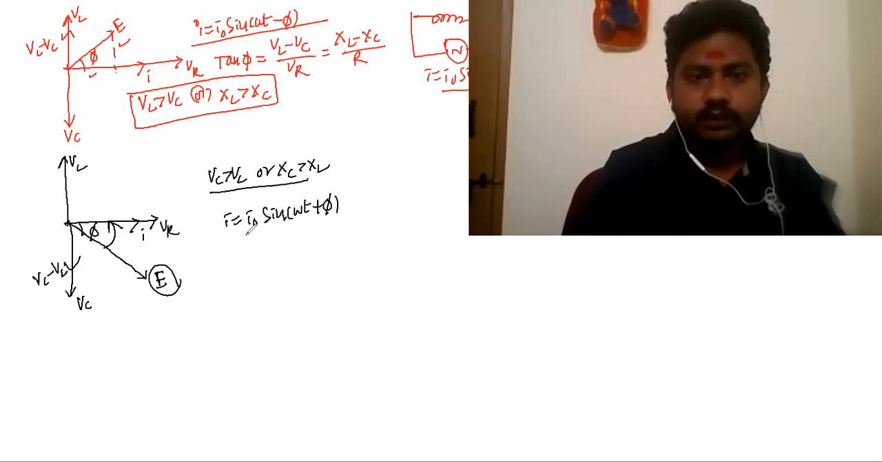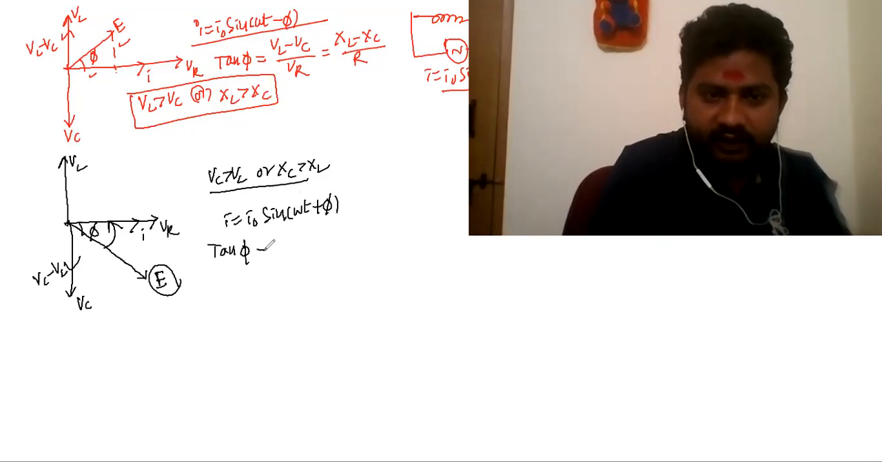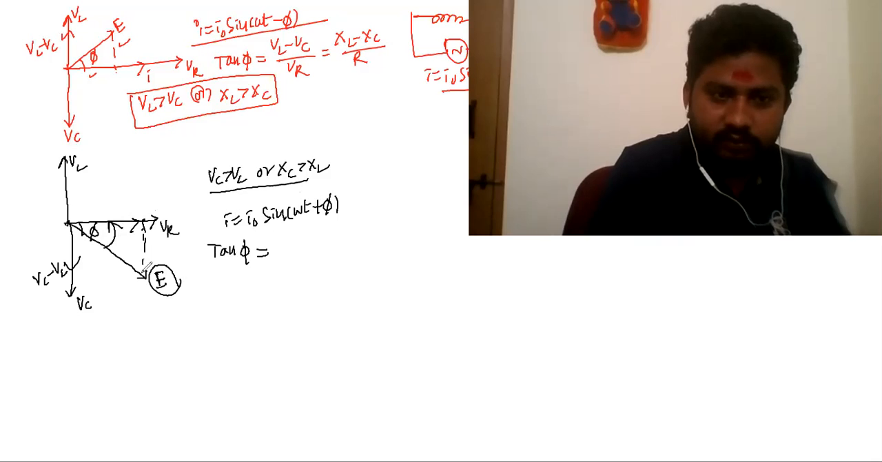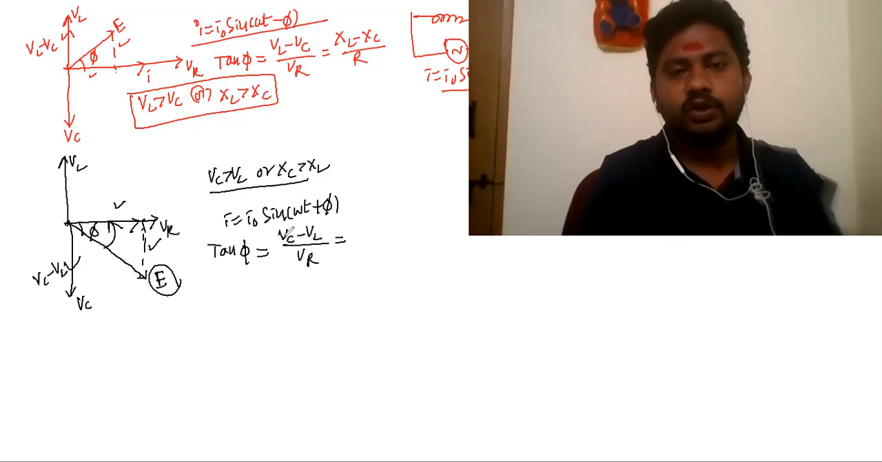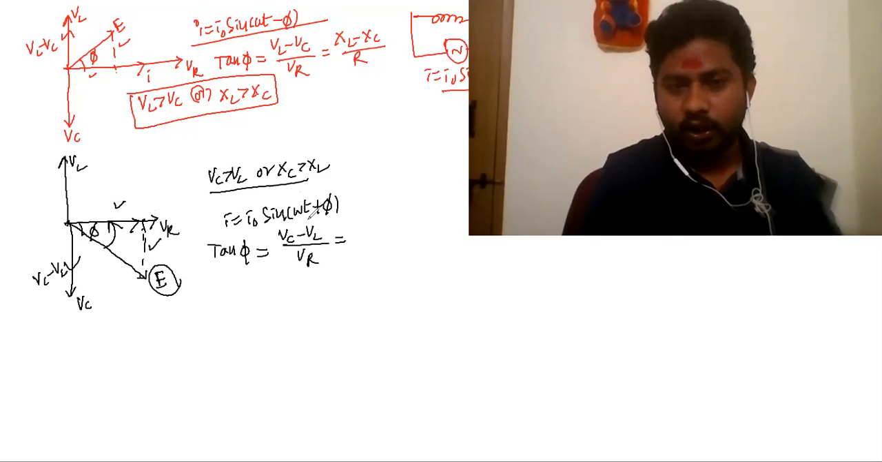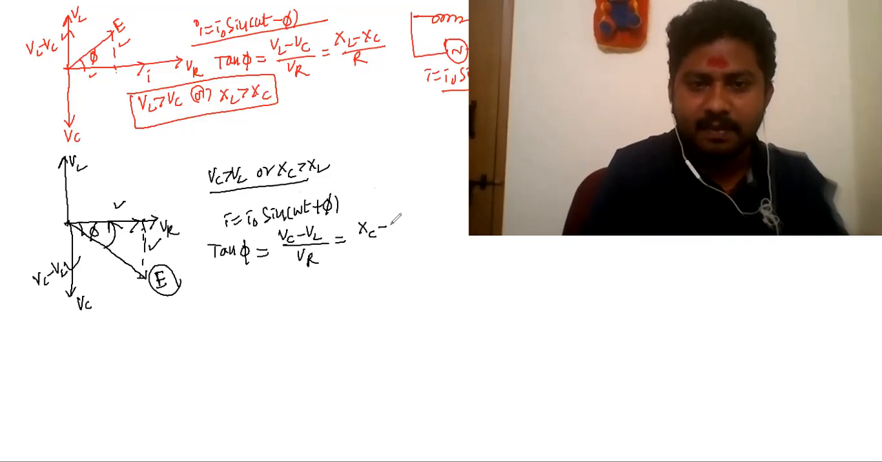Okay. All right. So in this case, what happens to tan phi? Tan phi is always opposite side by adjacent. So the opposite side is VC minus VL by VR. This can also be written as a numerator and denominator. You can take I common, and you get XC minus XL divided by R.